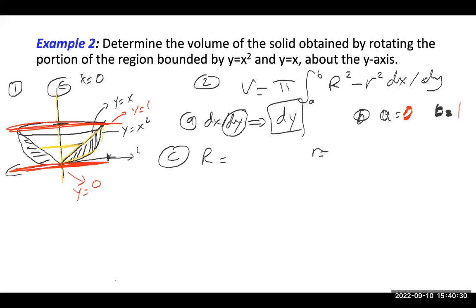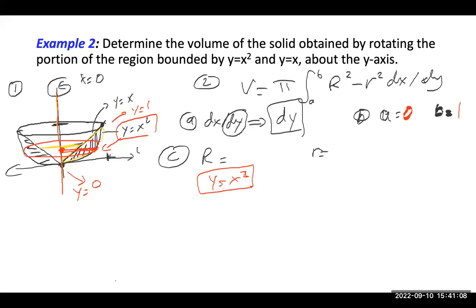The last step is going to be finding our radii. So for the radius, the first one is going to be the outer radius. You just want to imagine like you took a circle around the entire outer part. So the radius is going to be from the middle to the outer side. From the axis of rotation right here to the outer part, you're going from 0 back to the function y equals x squared.